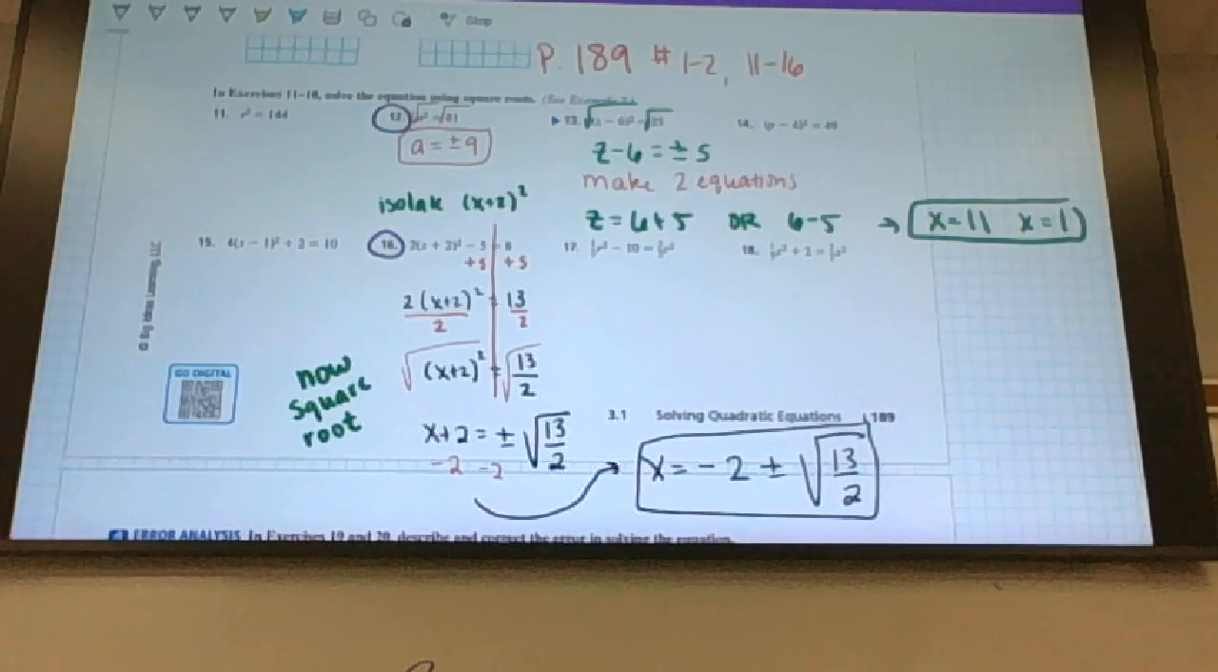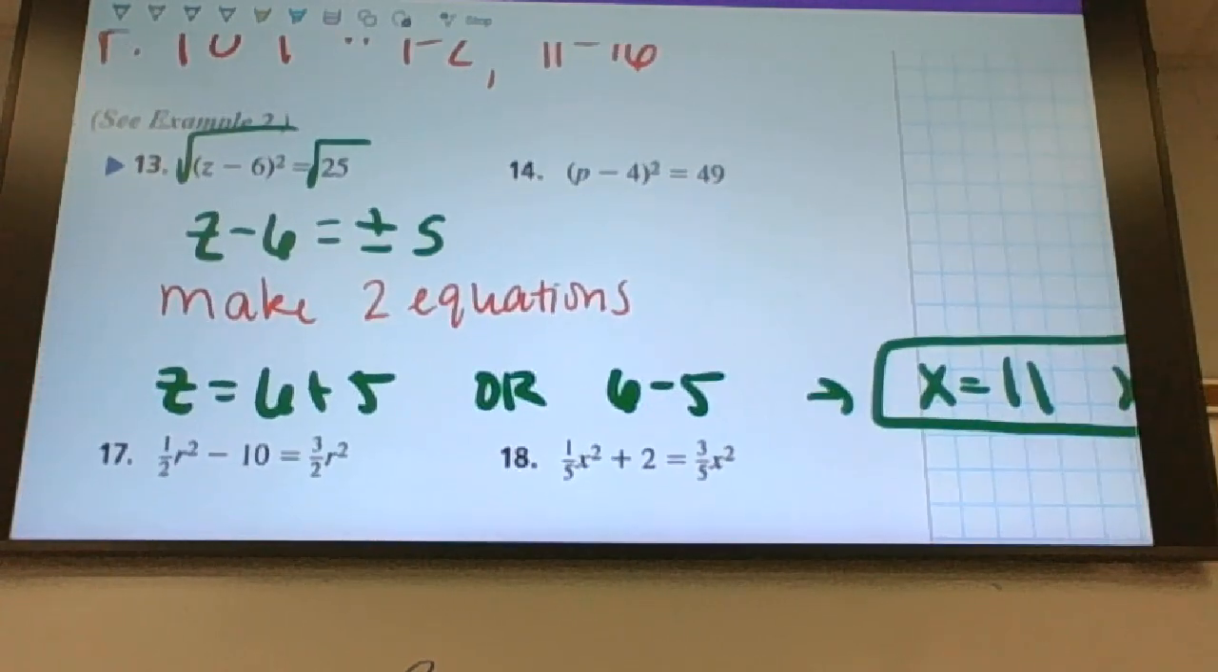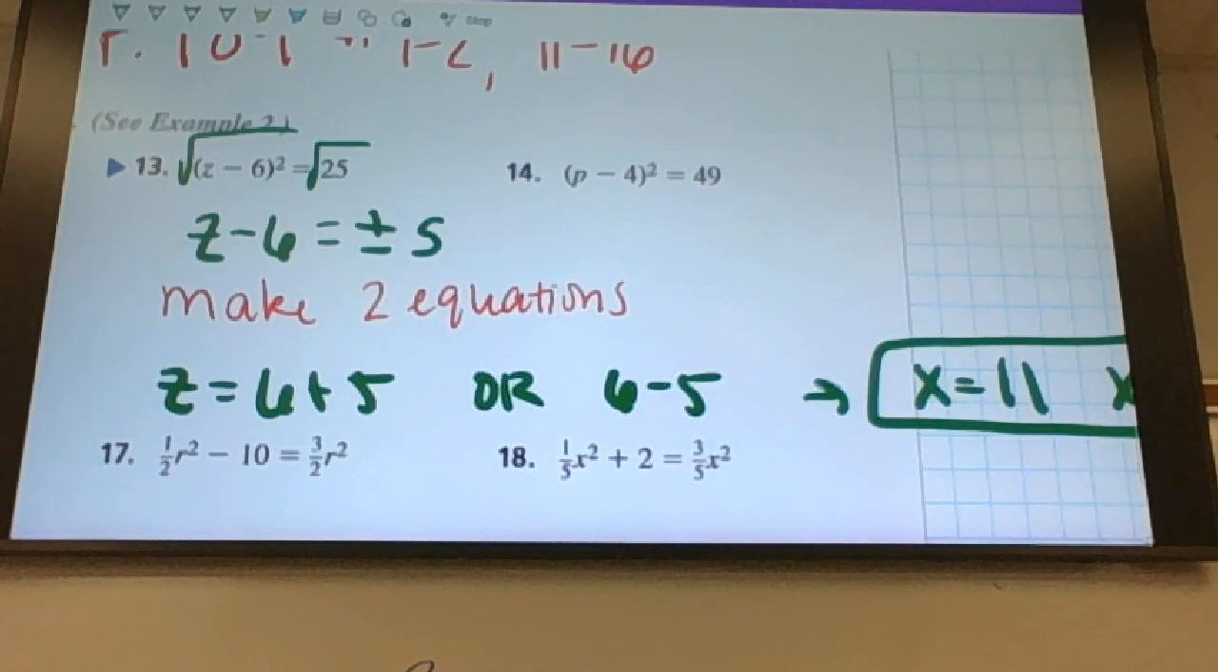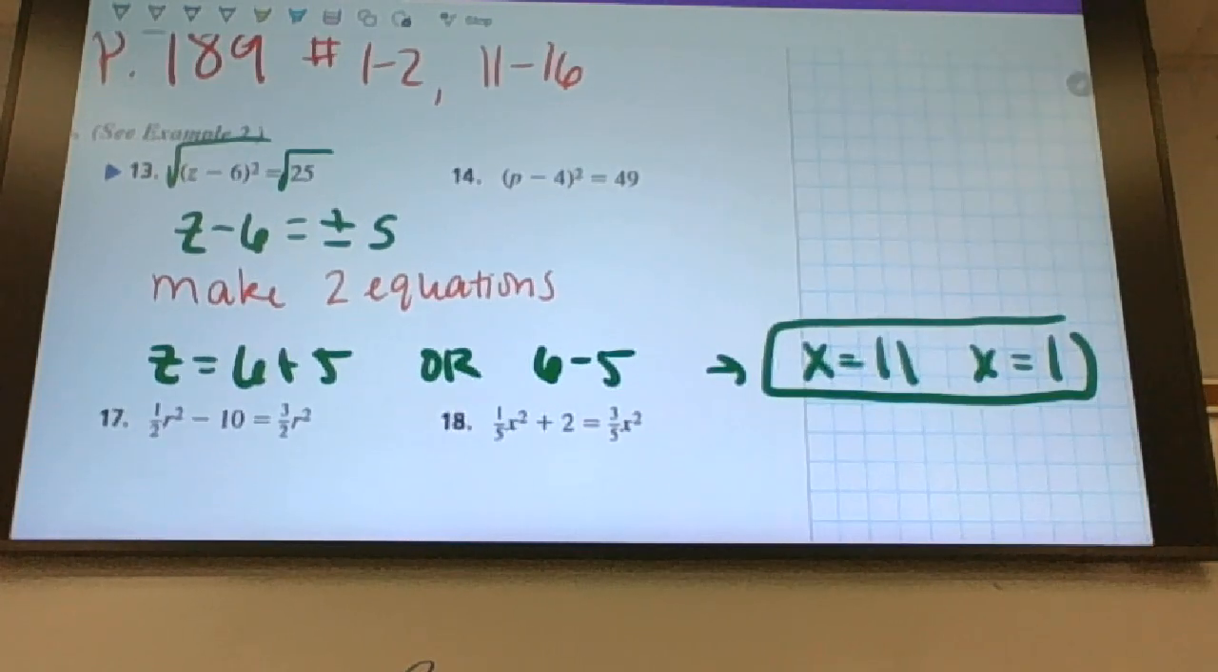So when you look at number 13, it's a little bit different. Because you can actually square root 25 and turn it into 5. So when you add 6 to both sides, you have to make it into 2 different equations. You can do 6 plus 5 or 6 minus 5. And it gives you 2 completely different numbers. If you think about, if you put 11 in there, if you plug it in and check it, it works.